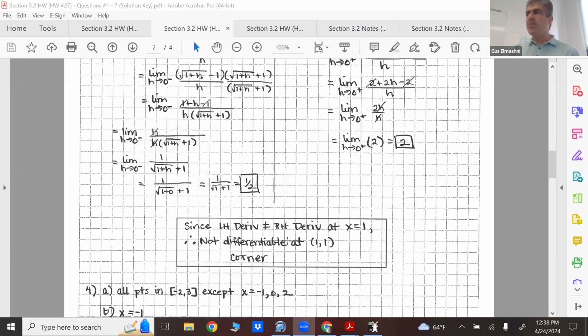It's a corner there. You don't have to say sharp corner. Corners are sharp anyway. I just like saying sharp corner. Just call it a corner. It's good enough.